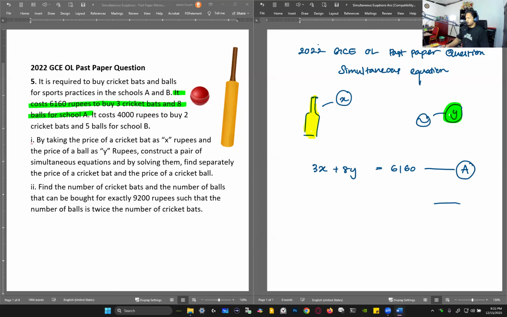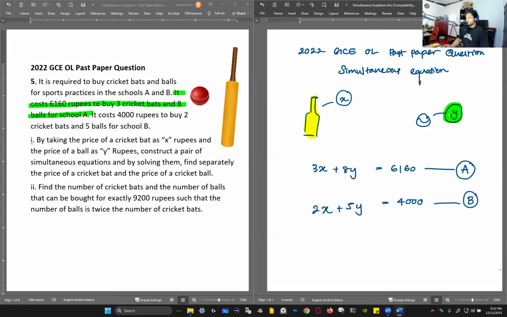What about equation B? What costs 4,000 rupees, Miss Fatima? How many x's and how many y's will cost 4,000 rupees? 2 x's and 5 y's. Absolutely genius you are. So 2x plus 5y equals 4,000.